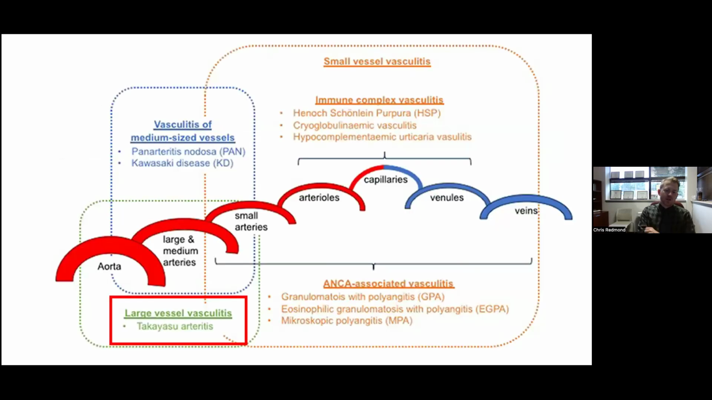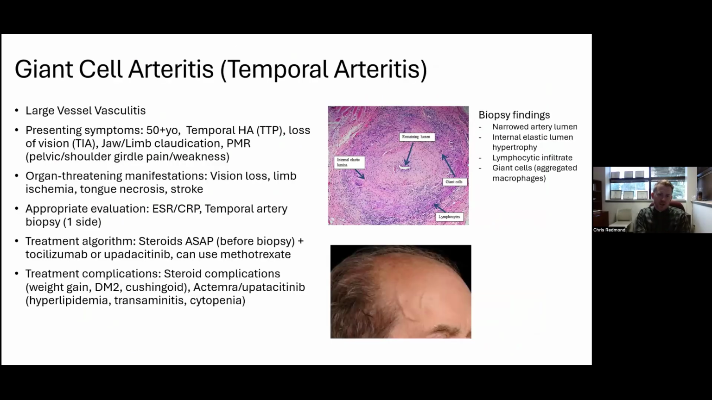Okay, so moving on to the true large vessel vasculitis. This one just labels Takayasu's arteritis. I'm going to briefly touch on GCA, or giant cell arteritis, previously known as temporal arteritis. There's a whole other talk on polymyalgia rheumatica and GCA next month, so we'll get into the weeds of that a little bit more then. But this is a large vessel vasculitis, again, involving the aorta and branches off the aorta. GCA is your older person large vessel vasculitis. It's 50 plus years old.